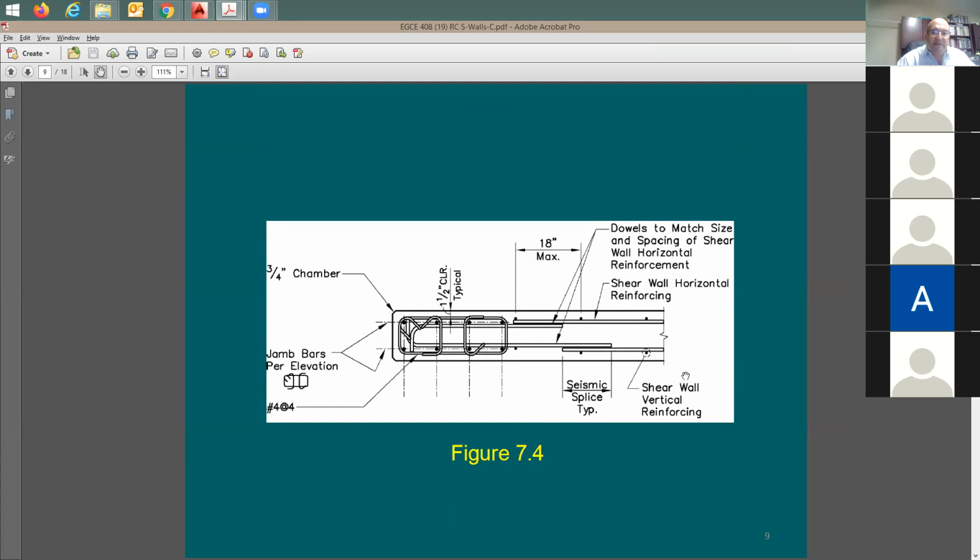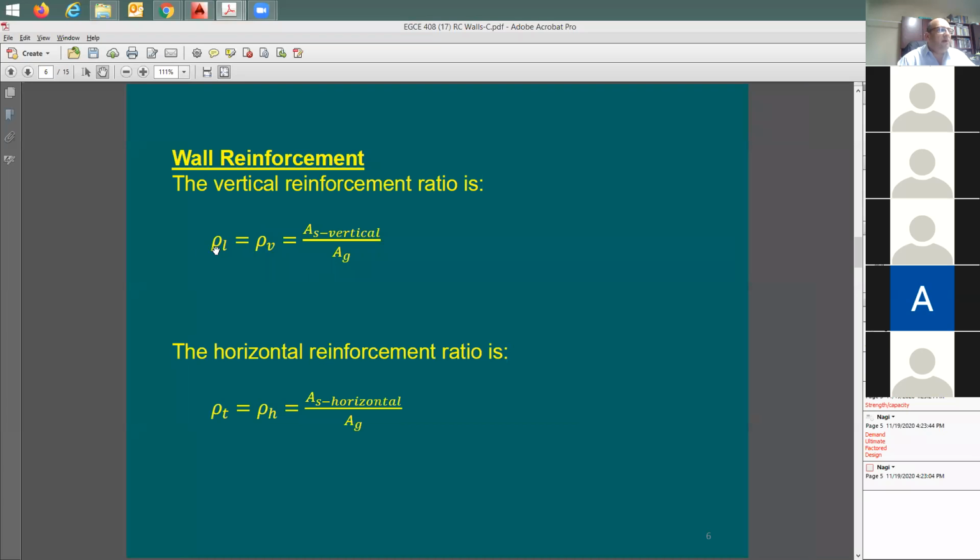When it comes to the vertical reinforcement ratio, what you need to do is look at the total cross-section area of all of the vertical rebars, divided by the total cross-section area of the wall. This is what I call rho sub L. L stands for longitudinal, which is the same as rho sub V. It is very common when you look at the code to see rho sub L, not rho sub V. Longitudinal is the vertical direction. So it's A_s of the vertical rebars divided by the cross-section area of the shear wall or structural wall.